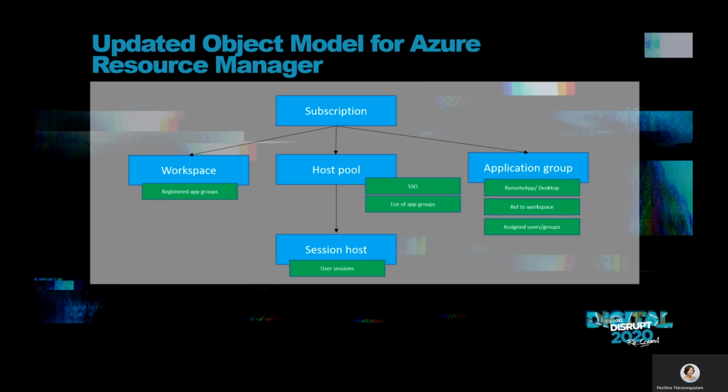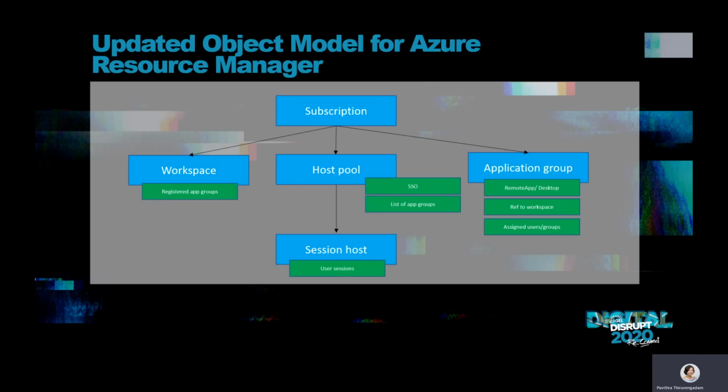Because the workspace is where all the desktop app groups and remote app groups that you want surfaced to the user need to be registered. You can have multiple workspaces just like you can have multiple host pools and application groups. But an app group cannot be accessed by a user unless and until it is registered to a workspace.